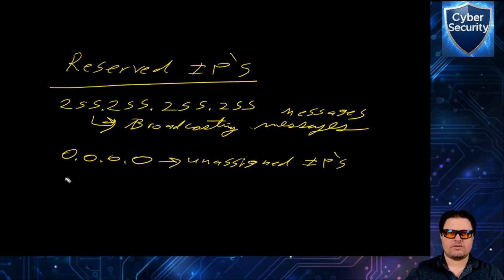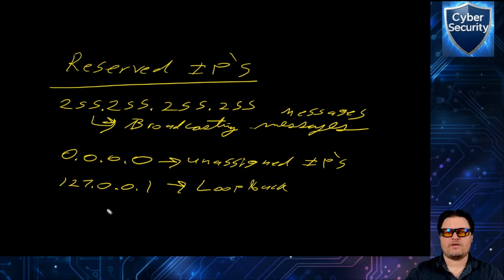And then there's the 127.0.0.1. Now, if you're already in networking, you already know what this means. This is the loopback address. Loopback is used for testing, to make sure your NIC is working.